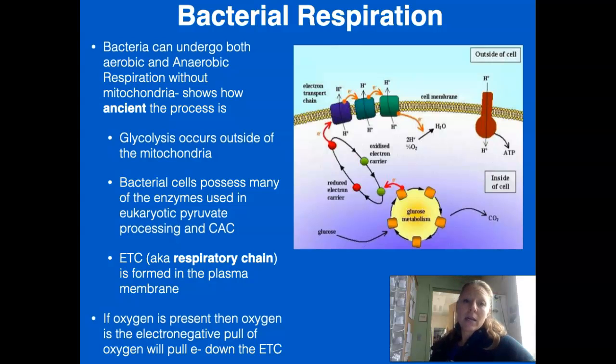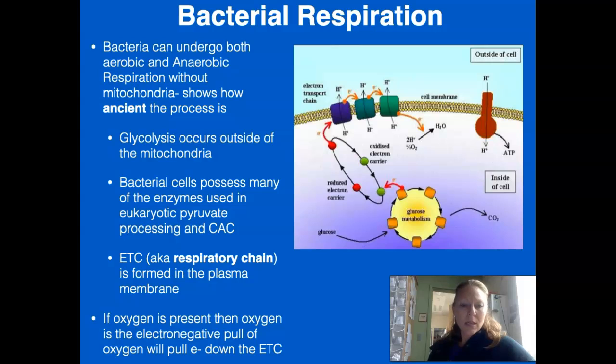And so this shows that the process of respiration is ancient because it's been happening since before there were mitochondria. And so glycolysis occurs outside of the mitochondria, and that's more evidence that it's been occurring since before mitochondria have been around. And bacterial cells possess many of the same enzymes used in eukaryotic respiration. And so that tells us that those enzymes originally came from this bacterial process and have been passed on as the cells have become more complex over time.